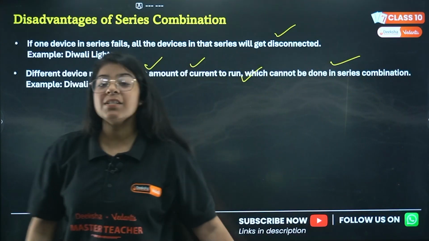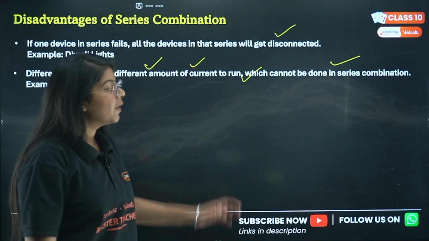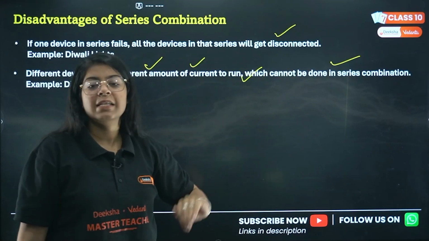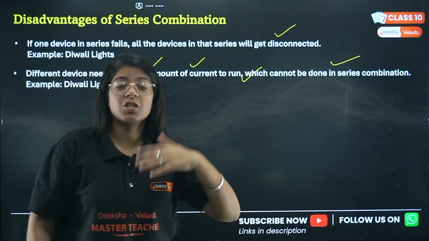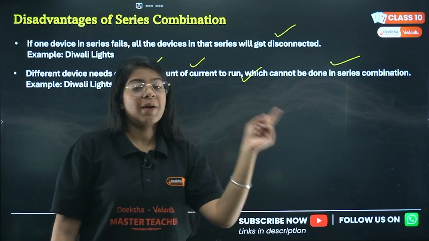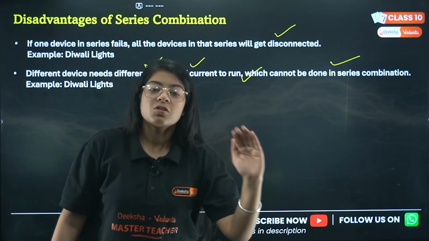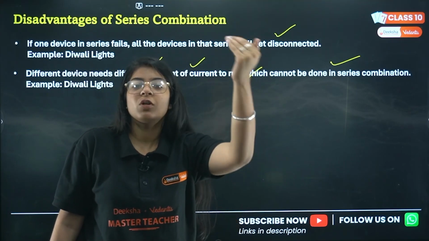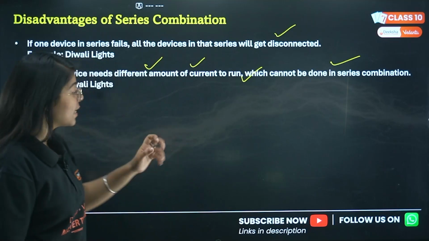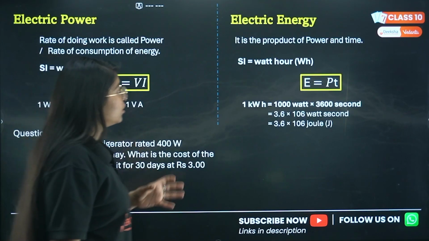Different devices need different amounts of current to run, which cannot be done in series combination, because in series combination current is the same, and in parallel combination voltage is the same. So all devices will get the same voltage to work. They need the same voltage but different current to run.